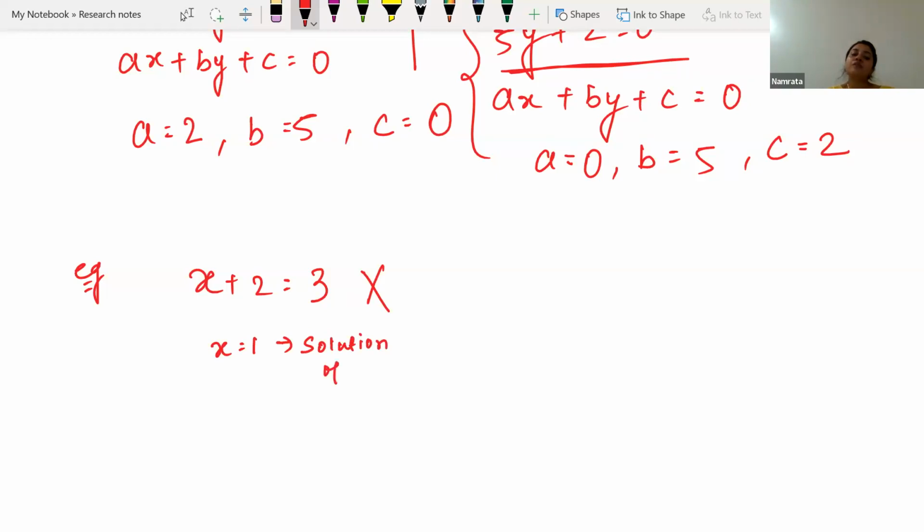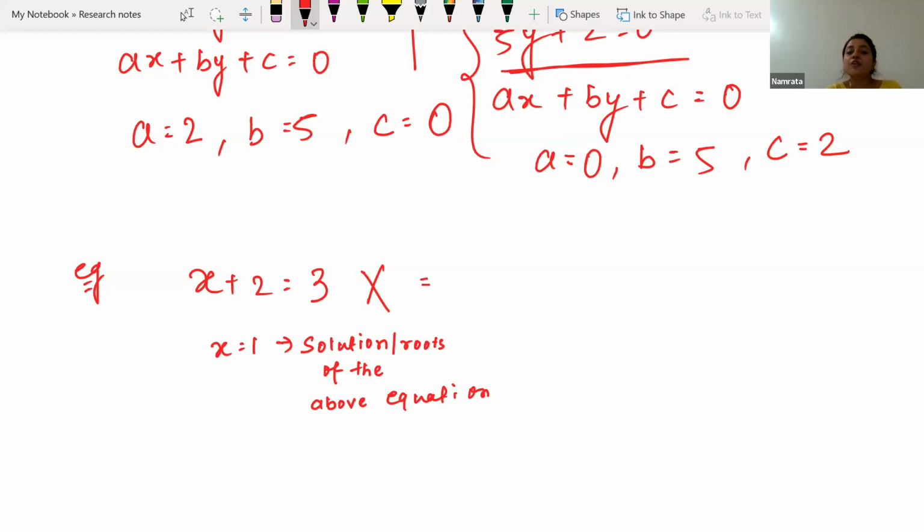of the above equation. What is the meaning of solution of the above equation in your lower classes? This solution means roots. Okay. Roots, solution, it's the same thing. So it's called the root of the equation. It's called the solution of the equation.